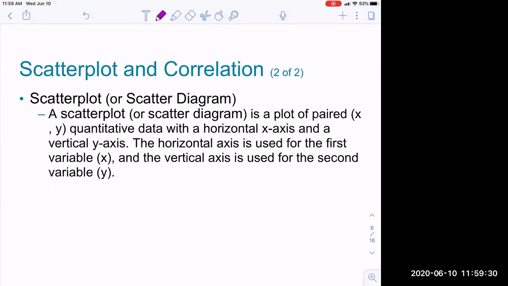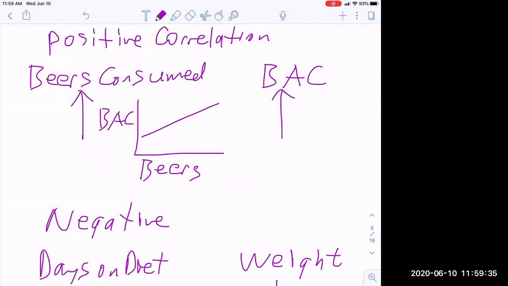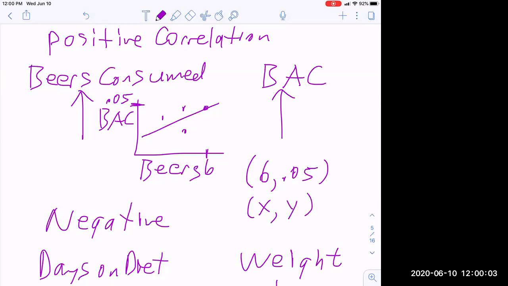So a scatter plot, when we do one of these, and I'll just go up here with beers and blood alcohol content, you're going to get ordered pairs. Supposedly you have 6 beers. You're going to have a dot here, a point on a scatter plot. It doesn't have to be on the line. They'll be all over. Maybe this is 0.05. So you'll have an ordered pair of (6, 0.05). That's your X, that's your Y value.